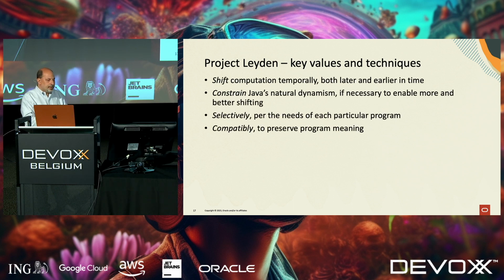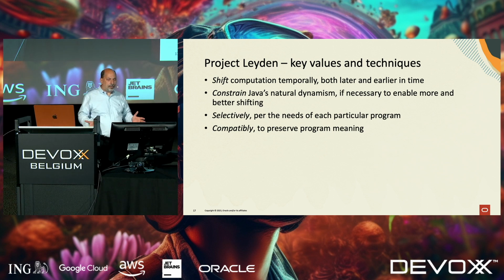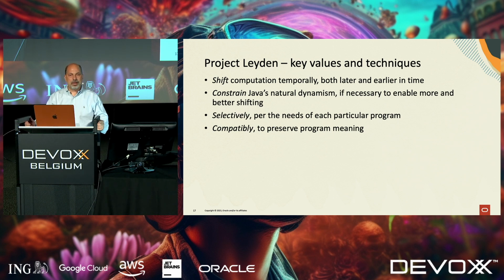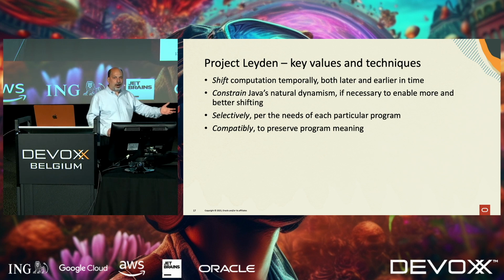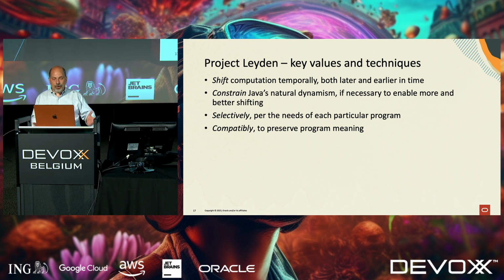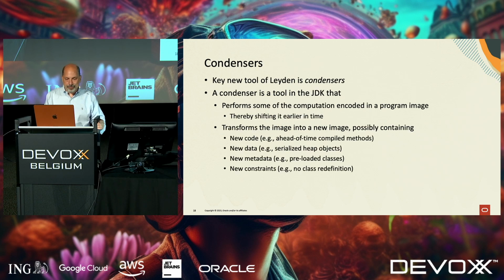So the key concepts in this model are temporal shifting of computation, both forward and backwards, and constraints on Java's dynamism as necessary to support the kinds of computation shifting that a user may say, I'd like to get this benefit, and I'm willing to consent to the requirements. We also want developers to be able to choose which optimizations they want and not, which constraints they're willing to accept and not, and this always has to preserve the meaning of the program. So these are the ambitious goals of the project.